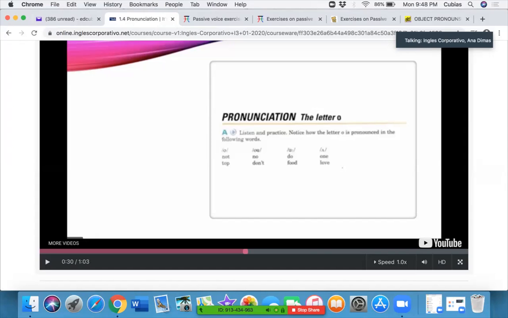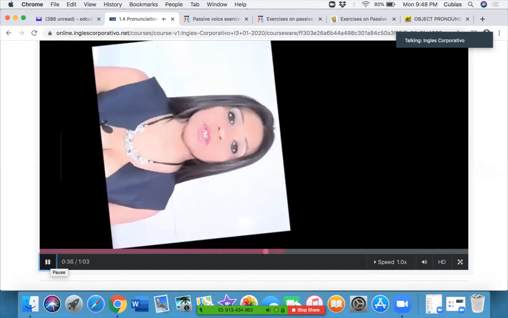Okay, I'm going to repeat the words one more time so that you can hear all of the words. Not, top. Remember, the word top is with a p at the end. Top. Good. Then we have no and don't. No, don't. Good. Then we have do and don't.